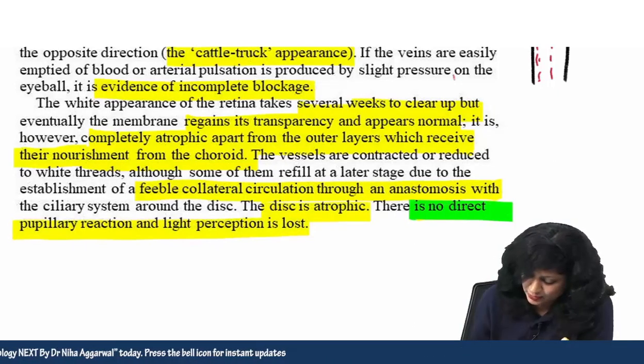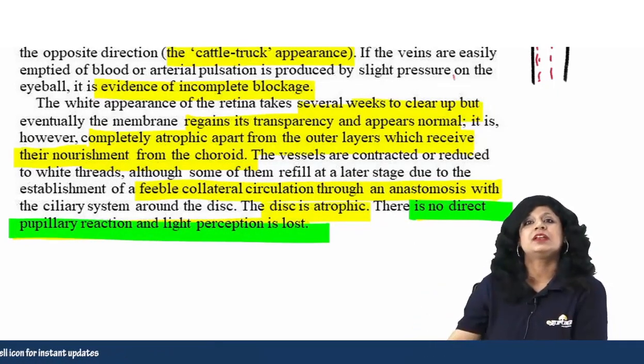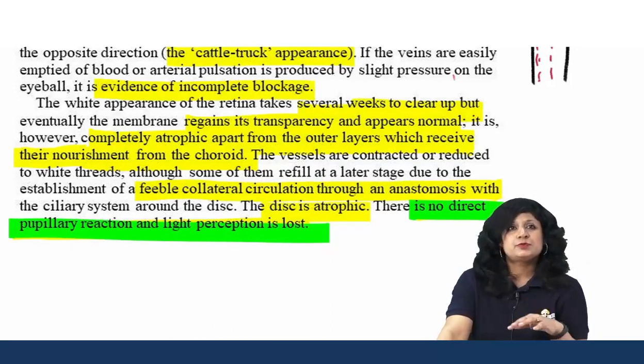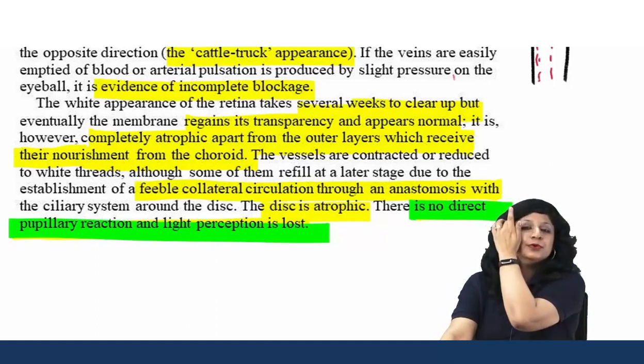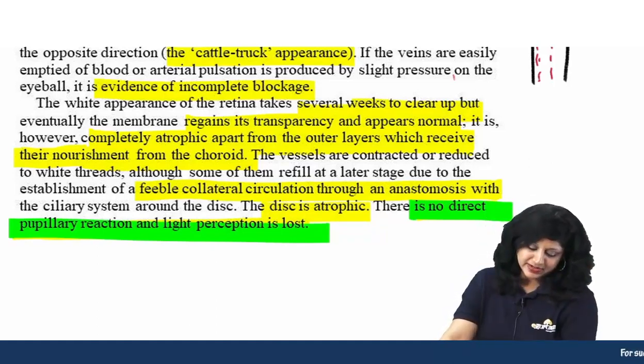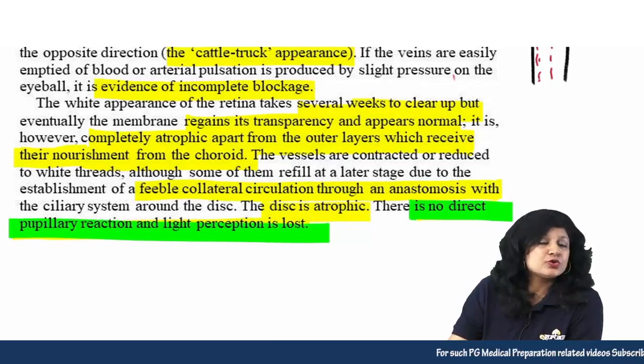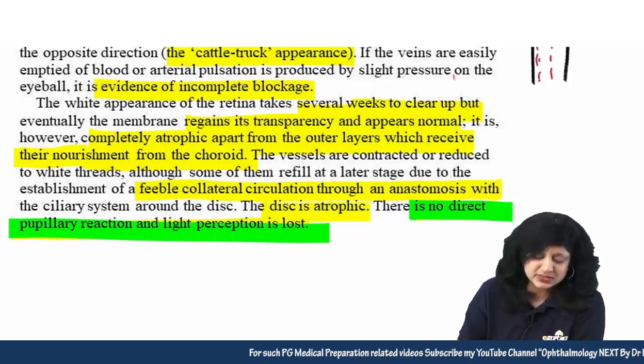So if you talk about the pupillary reactions, because sometimes when you are getting a question and you are confused between optic neuritis, retinal detachment, CRAO, CRVO, these things will help you. You will not have the direct pupillary reaction, and even the perception of light is lost. So actually there is total blindness in the patient's eye.